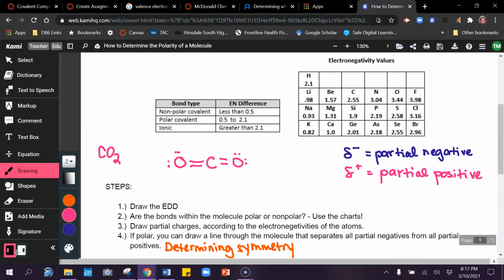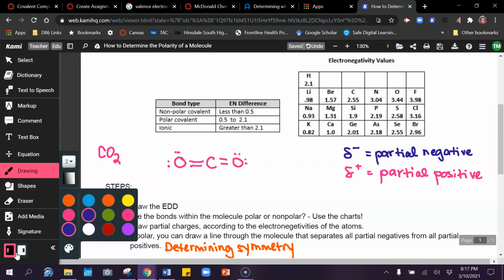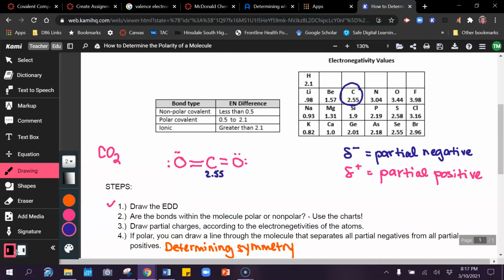Okay, so I drew the electron dot diagram. Next, are the bonds within the molecule polar or nonpolar? Now, I recognize that we have double bonds here, but it doesn't mean that you have to do the calculation twice. It doesn't mean that you have to multiply by 2. None of that. All that you're doing is subtracting the electronegativity value of carbon, which is 2.55. I'm just going to write it here, from oxygen, which is 3.44.